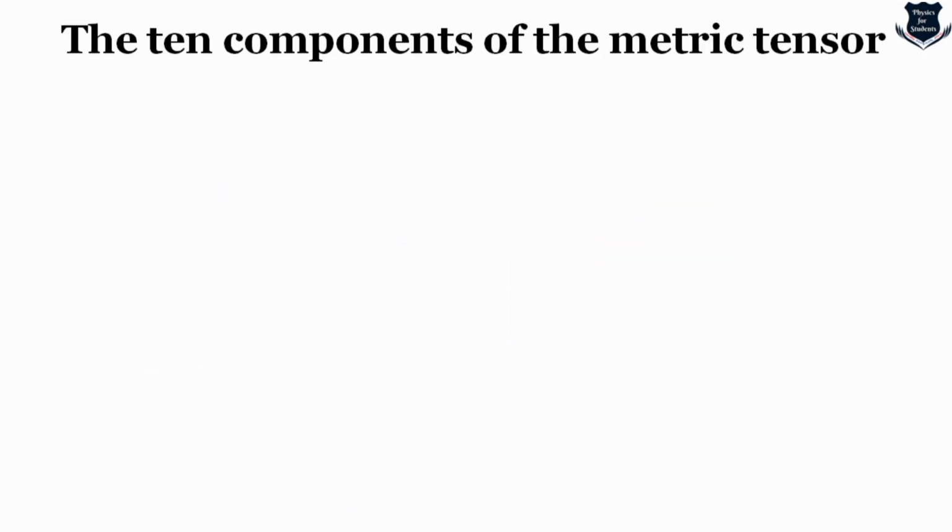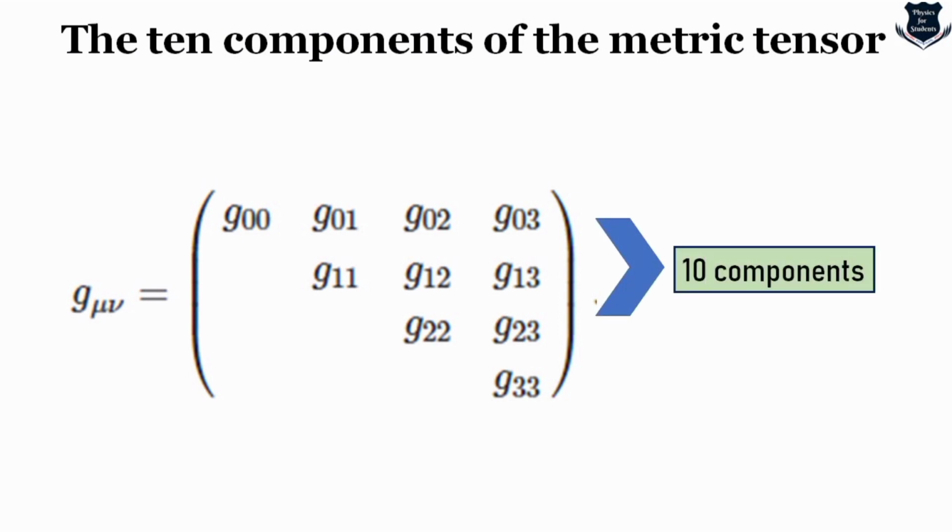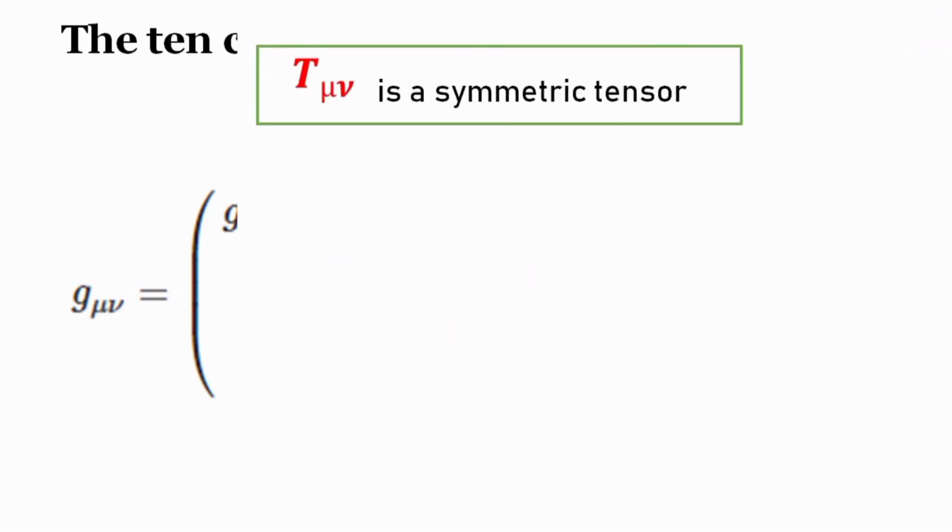So what are the 10 components of the metric tensor? Let us quickly have a look at that. We have seen that we have eliminated those, and we have got 1, 2, 3, 4, up to 10. So it makes up those 10 components, and remember, all those 10 components are unique to each other. So these are the 10 components of the metric tensor.